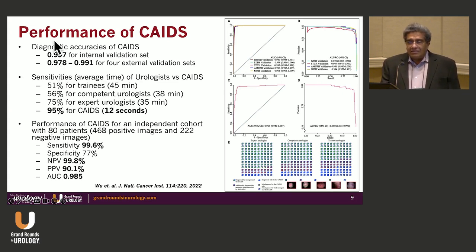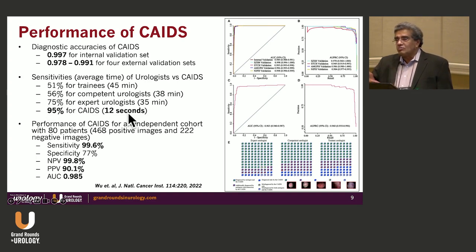And here is the big issue, the big deal here: the sensitivity, average time, and comparison against urologists. For the trainees, sensitivity is about 51%, and they took 45 minutes to classify these cases. For a competent urologist, it is 56% and 38 minutes. For an expert, it is 75% and 35 minutes. Look at the AI model: 95% accuracy and 12 seconds.